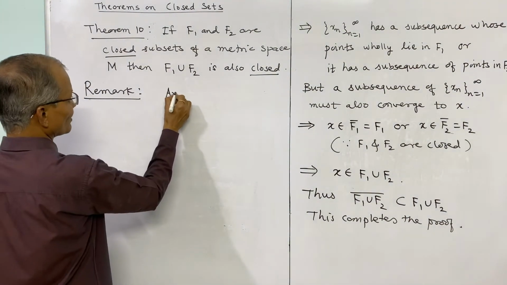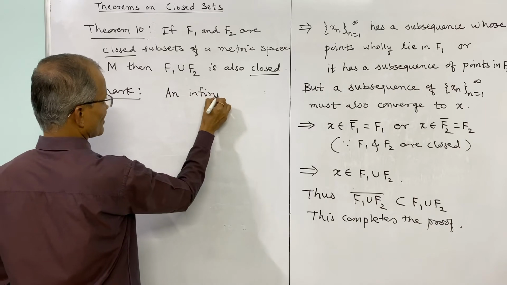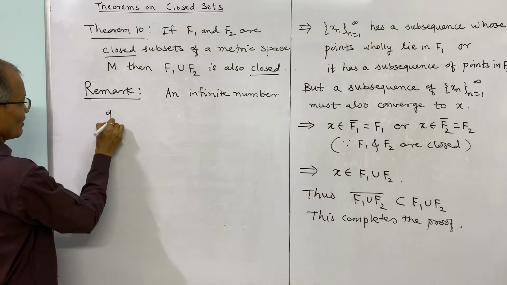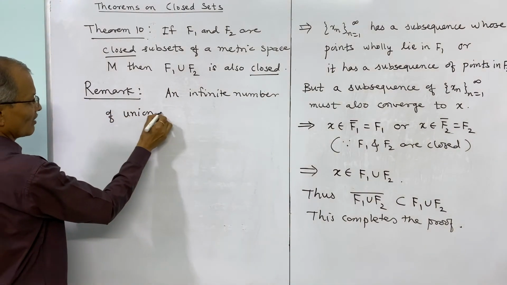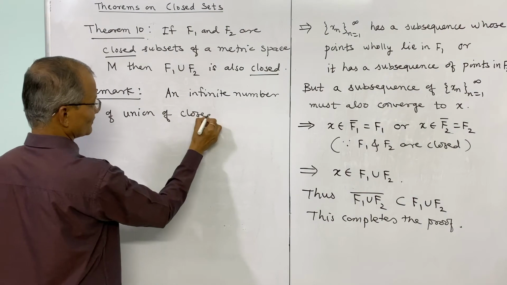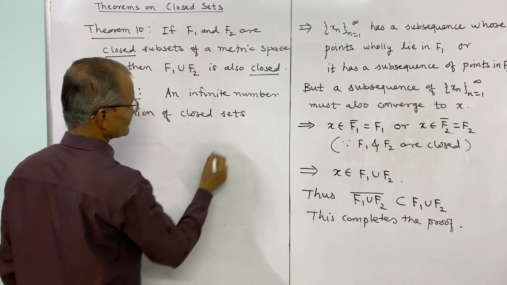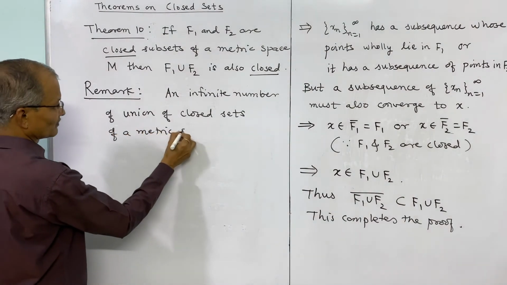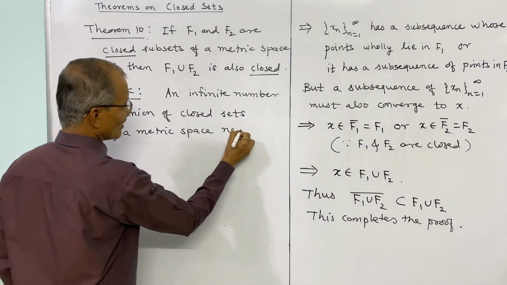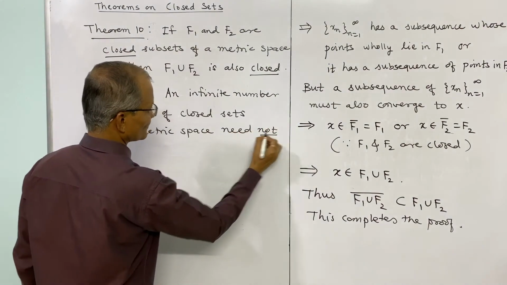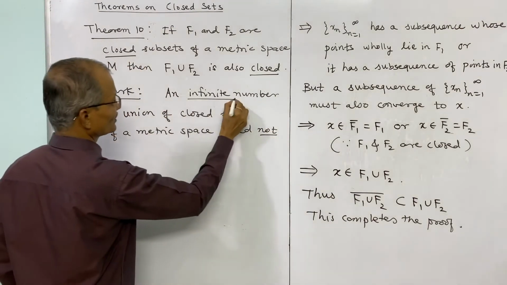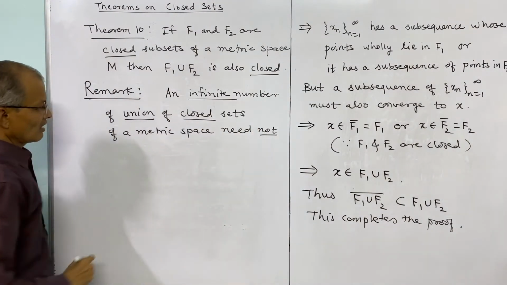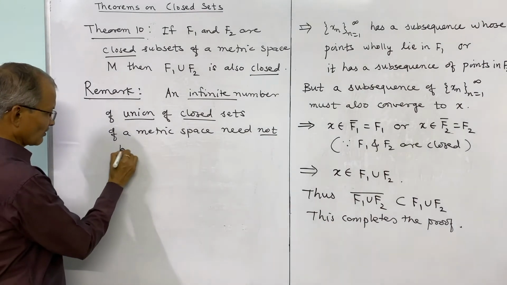An infinite number of unions of closed sets of a metric space need not be closed. This we shall verify. An infinite number of unions of closed sets of a metric space need not be closed.